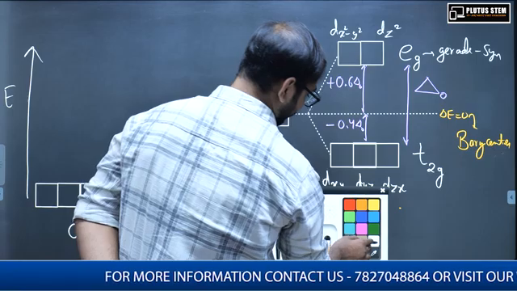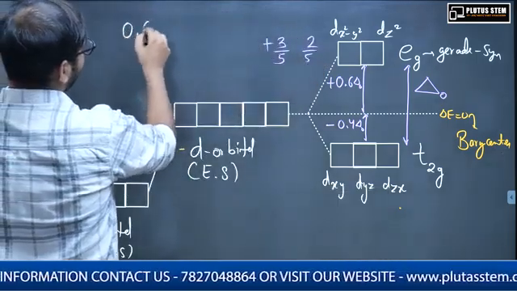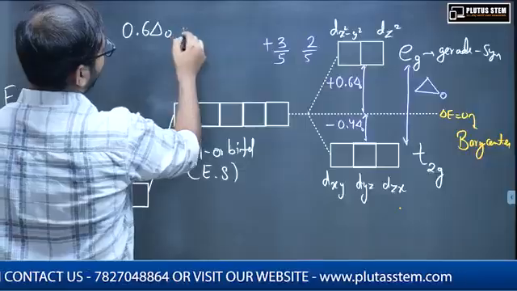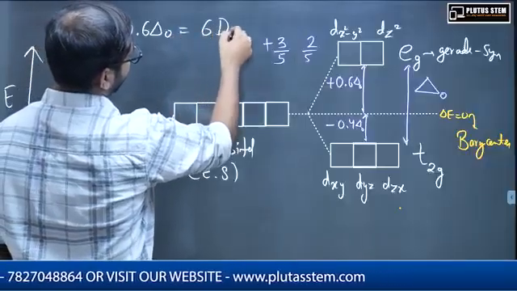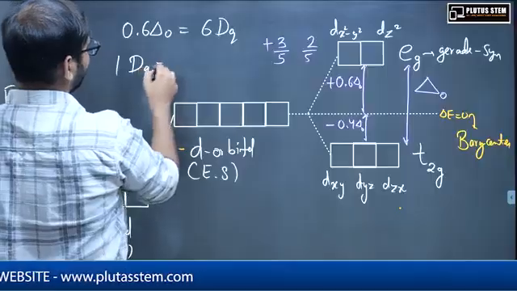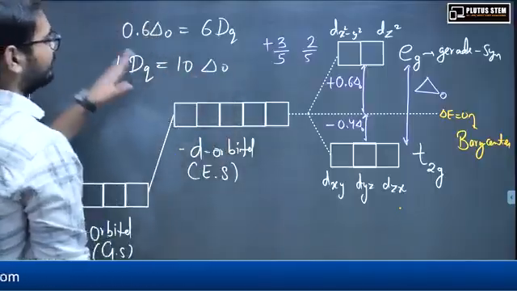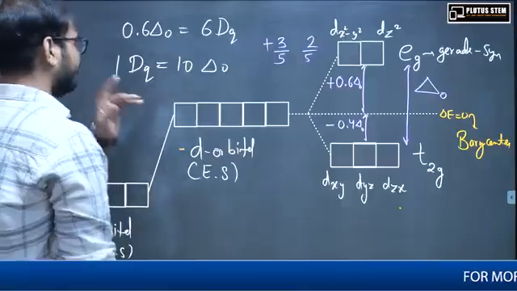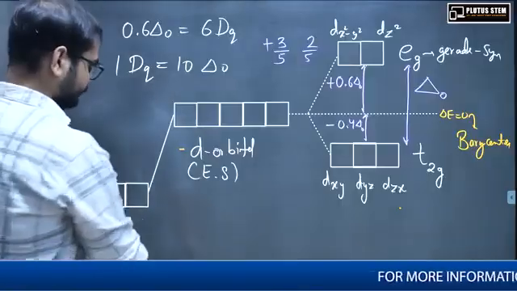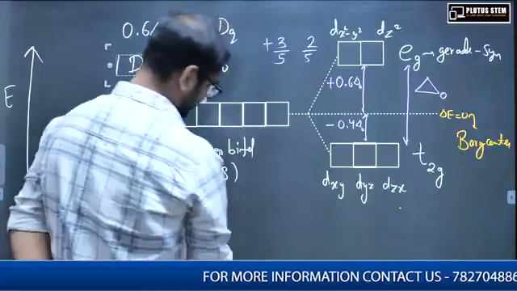Now, in your exams or some books, you can also find that 0.6 del O is sometimes written as 6 Dq. And Dq is the energy unit in which del O equals 10 Dq. So 0.6 del O equals 6 Dq. This is the conversion unit.